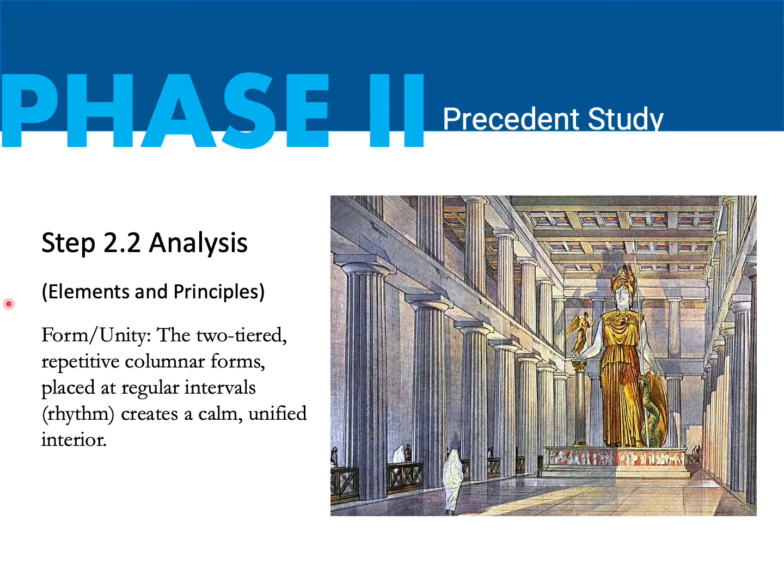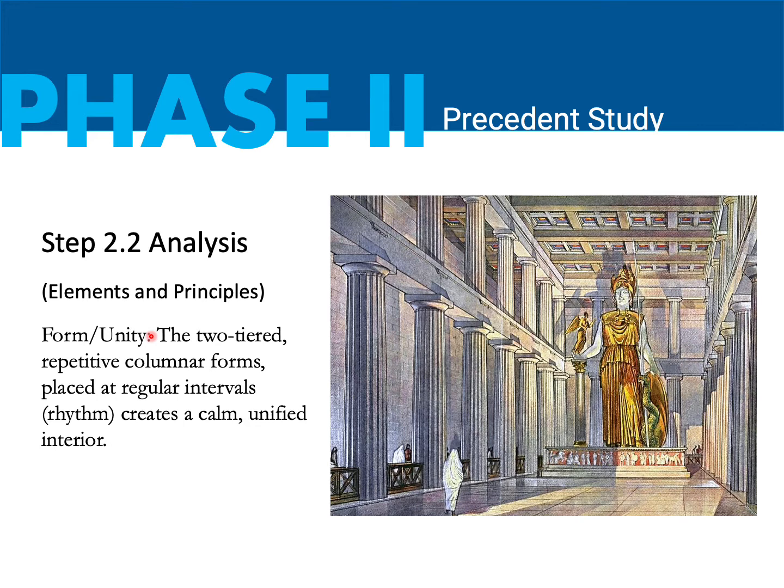Unity. So, here, form, our element, unity, our principle, our statement: the two-tiered, repetitive columnar forms placed at regular intervals, which is rhythm, creates a calm, unified interior. That's a really impactful statement. It tells the reader so much. And in many cases, the reader in this case is kind of you, because this is information that you are gathering through your analysis that you might use in your own design.